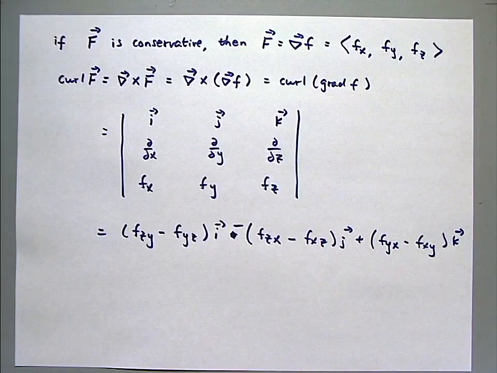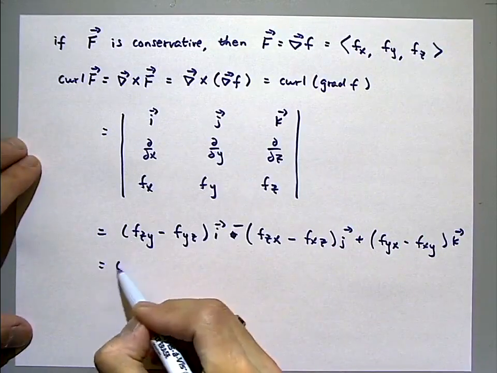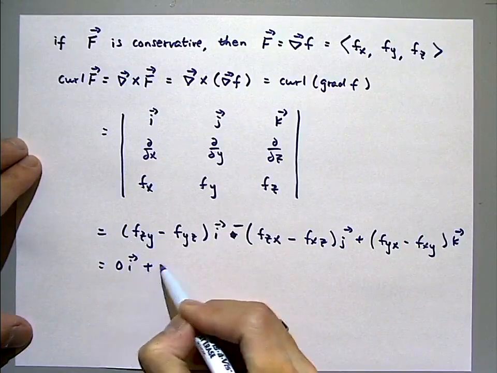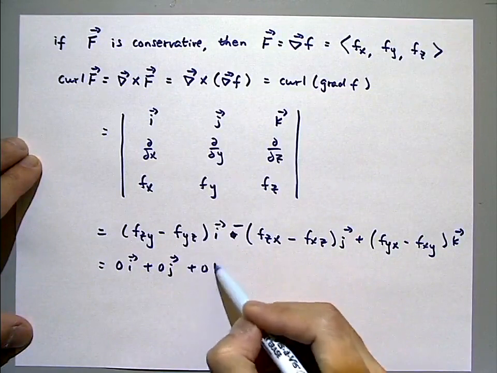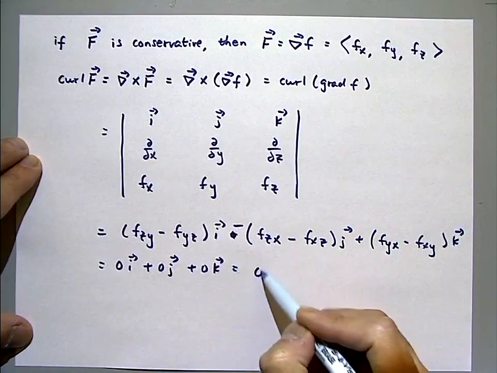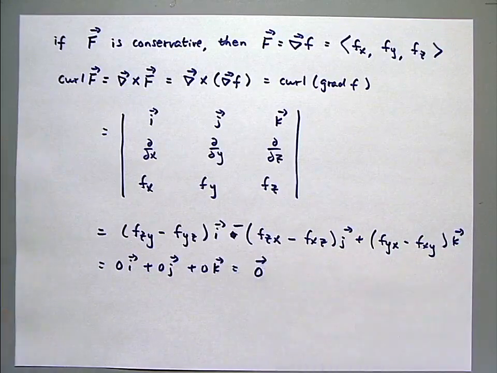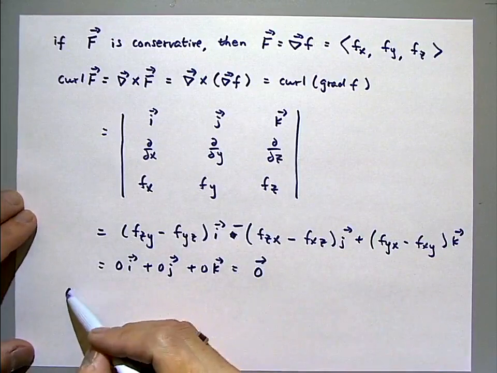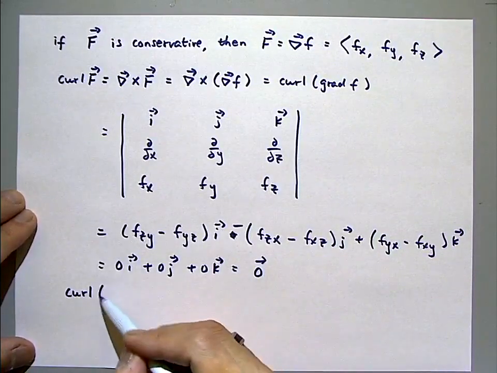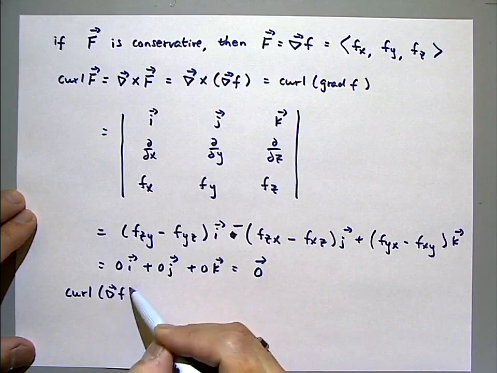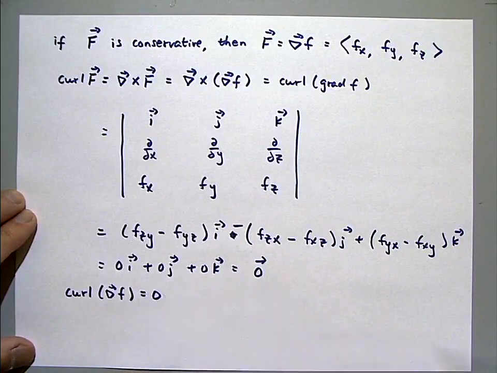So what do we get? We get a zero vector, okay? This is 0i plus 0j plus 0k. Remember, the curl of something is always a vector. So this is a zero vector, a vector with all zeros. So this means that the curl of the gradient of some scalar function is 0.